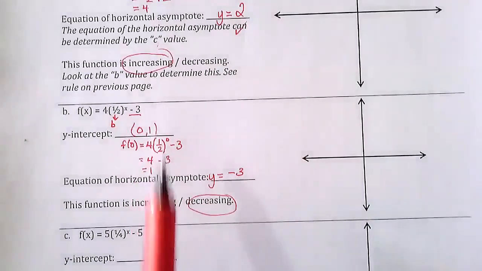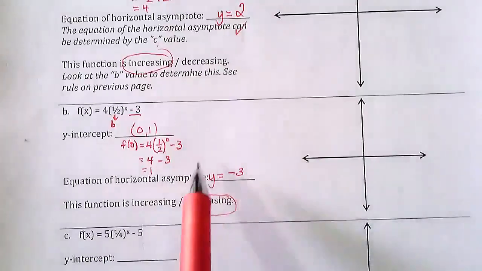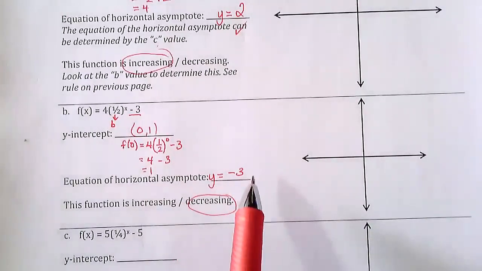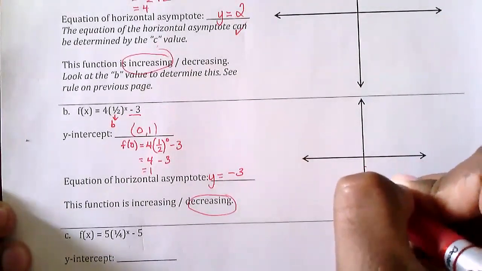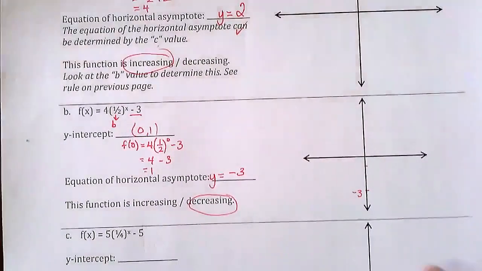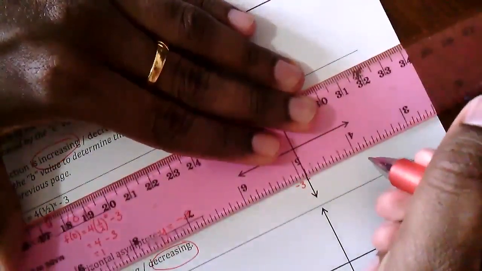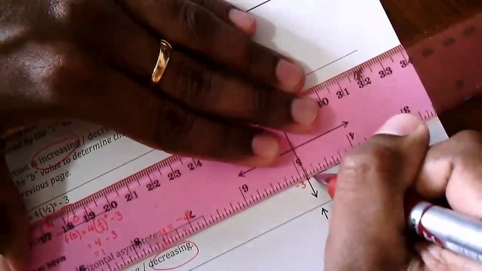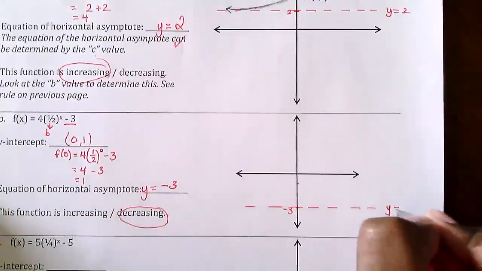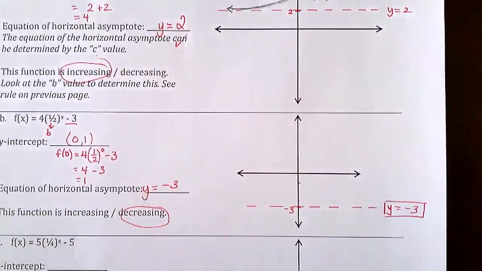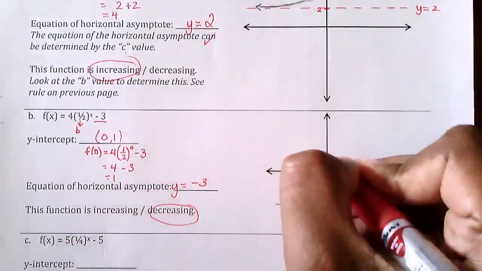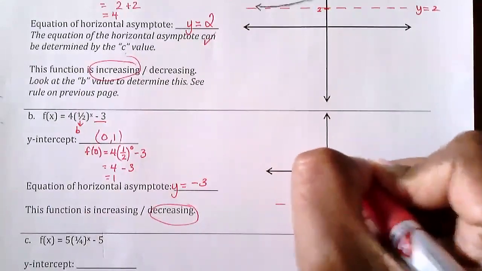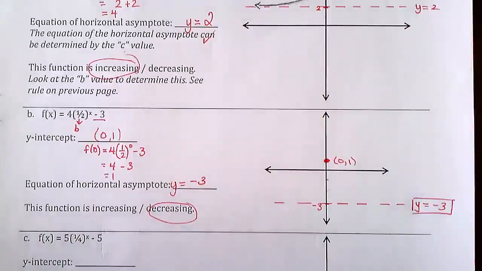Okay, so now we have our 3 clues. Let's start plotting. We always start with our horizontal asymptote, which is y is equal to -3. So -1 would be here, -2 would be here, -3 is somewhere around here. Once you have that, again, put in the horizontal asymptote, and I want you to label the equation of the horizontal asymptote on the side. We're going to then plot the y-intercept, which is at (0, 1), so that's around here. Again, don't forget to label it.